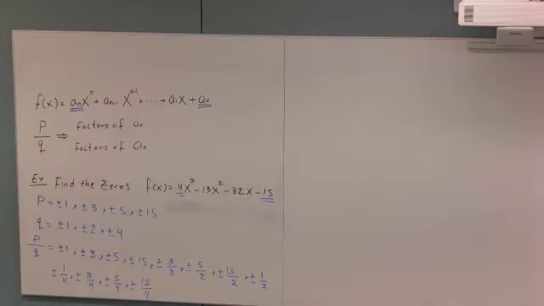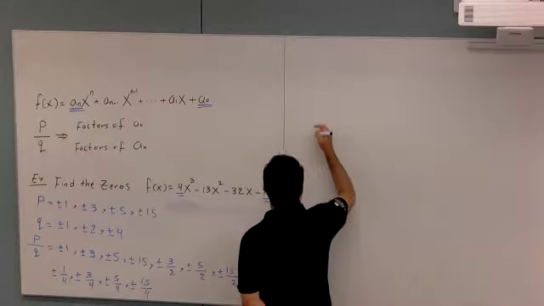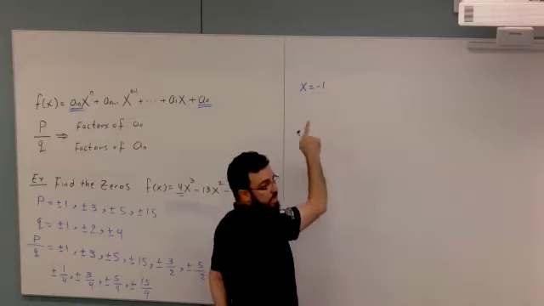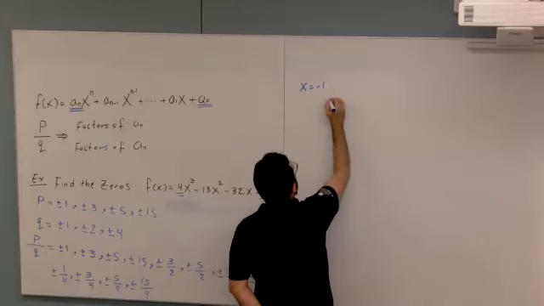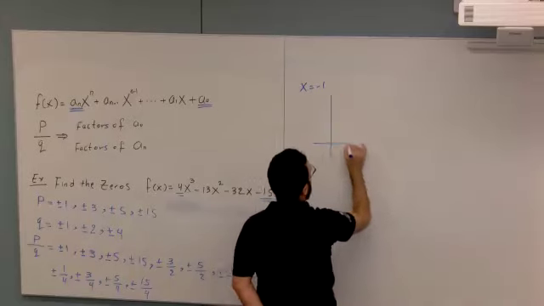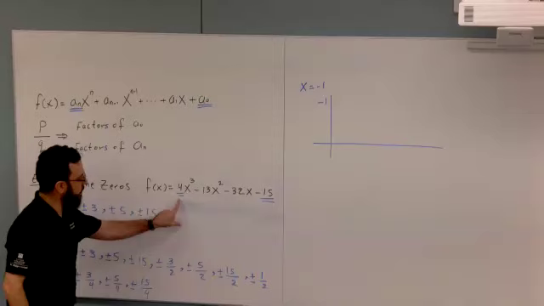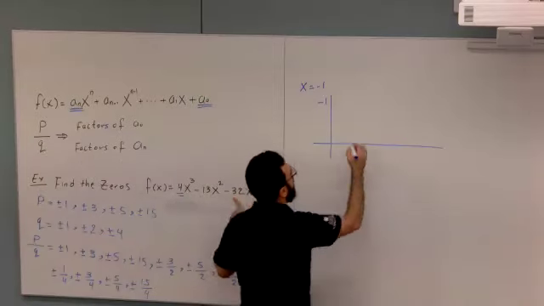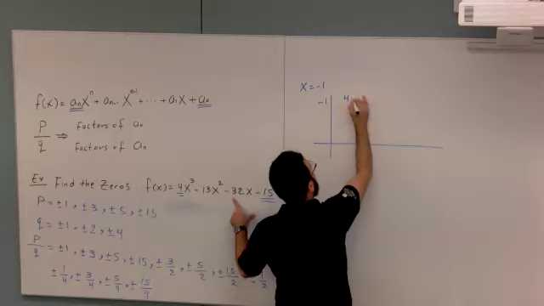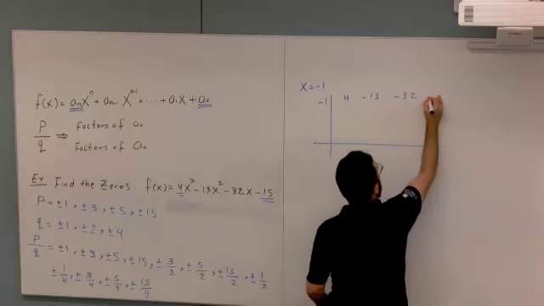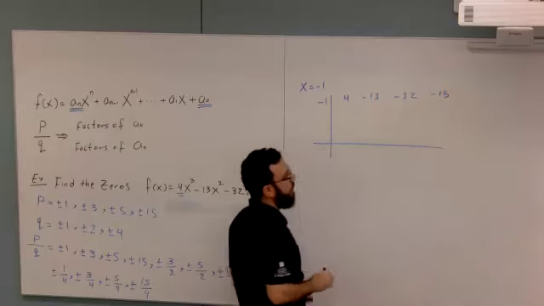Possible zeros. We're going to start from the first one. What's the first possible zero? I'm going to start with -1. So I'm going to say x equals -1, for a purpose. Here is -1. We're going to write down the coefficients 4, -13, -32, and -15. Is that okay?